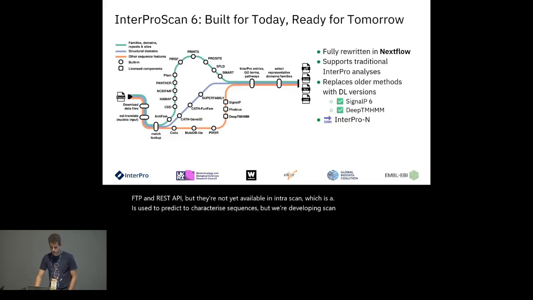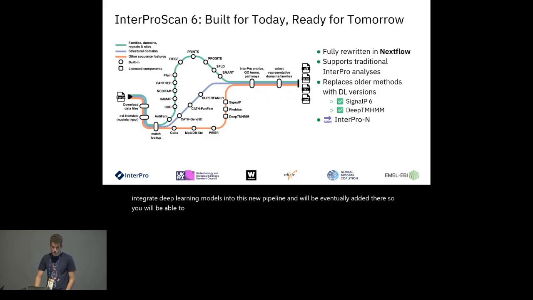But we're developing InterProScan 6. Too bad if you missed my talk yesterday. InterProScan 6 is developed in Nextflow, and we can actually integrate deep learning models into this new pipeline, and InterPro N will eventually be added there. So you will be able to characterize your novel sequences with it.